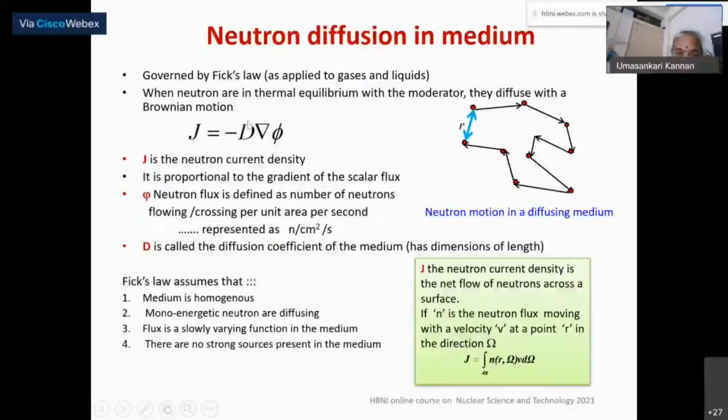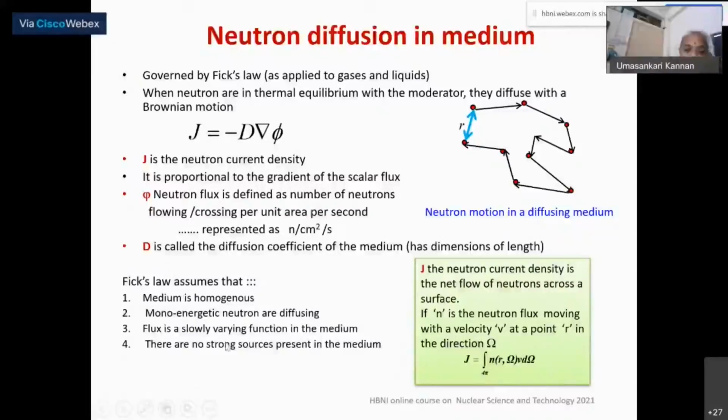And this D is a diffusion coefficient. It is not exactly a proportionality constant. It has the dimensions of centimeter, or some unit of length, which we will come to a little later. But this is called a diffusion coefficient, or this is the property of the medium for the neutrons to diffuse, or how effective the medium is for diffusion of the neutrons.